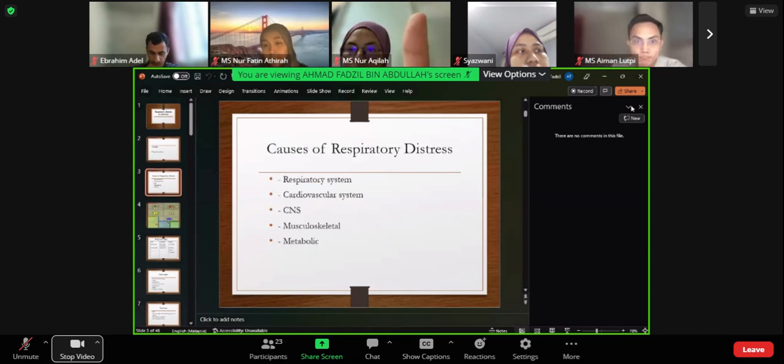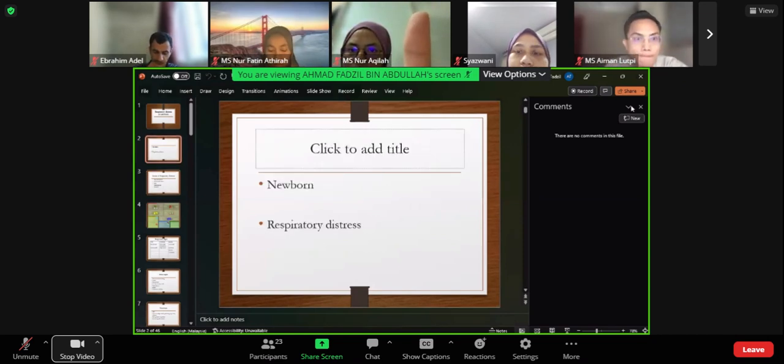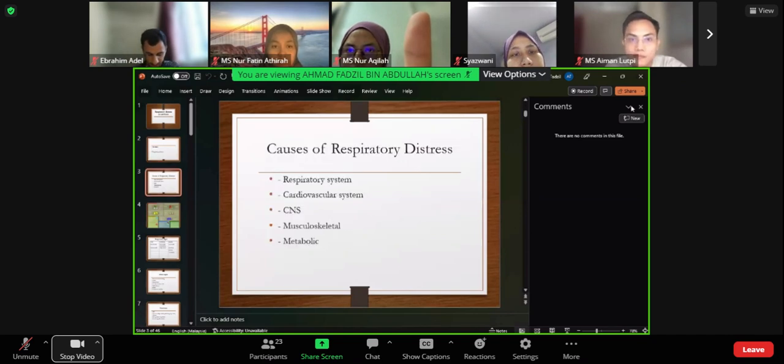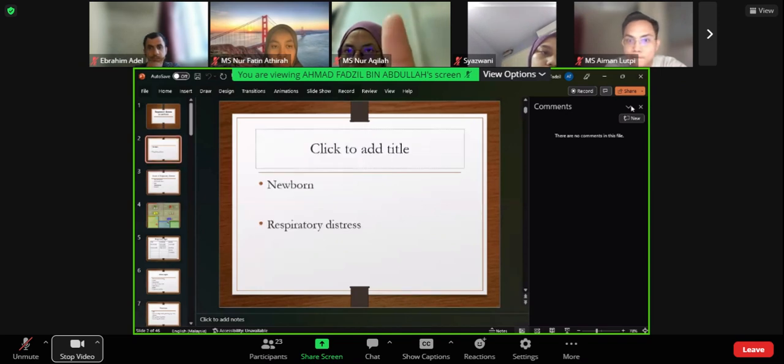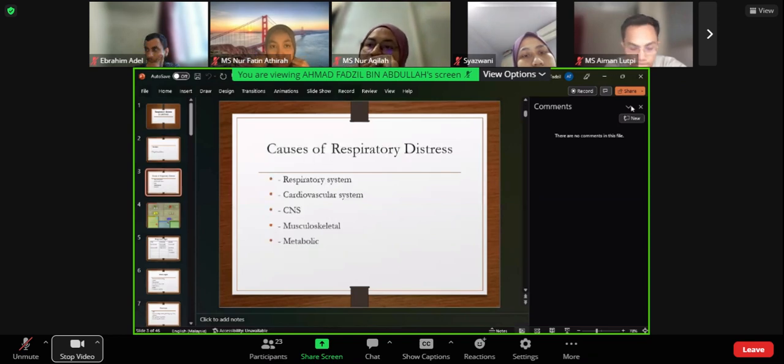Okay, first of all, go for the causes of respiratory distress. It can be due to many systems. So when talking about newborn respiratory distress, you look for that and you have to find out the causes. Causes can be many. You have to look into the respiratory system, cardiovascular system, central nervous system, musculoskeletal system, and metabolic system. All of these can cause respiratory distress. But I'm going to focus more on the respiratory system, because that is the main reason why the child is admitted. But we're going to touch a little bit on the other systems.